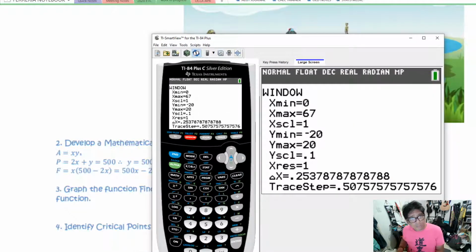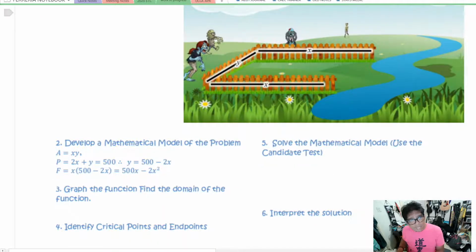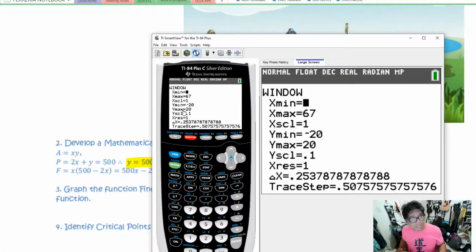It's still 0, so that's good. What's the biggest that x could be? Well, the biggest that x could be is if y is equal to 0. And if you look over here, if y is equal to 0, that means x needs to be 250. Remember what I said earlier: take the two variables, in this case make each one of them equal to 0, and that'll help you find the maximum and minimum of, in this case, x. So 250 should be our x maximum.